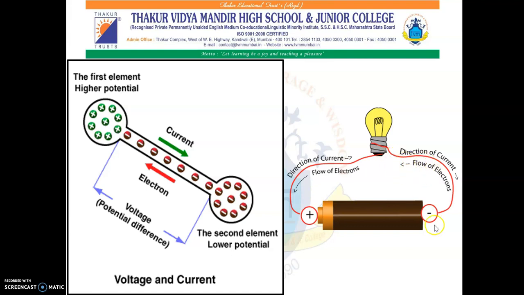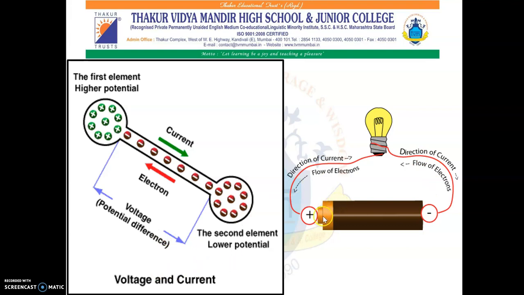Here you can see the flow of electrons is from the negative terminal to the positive terminal, but the direction of current is from positive to negative. In other words, I can say that the flow of positive charge determines the direction of electric current.